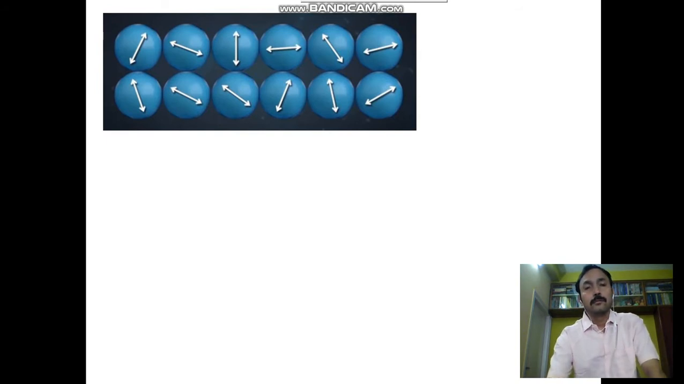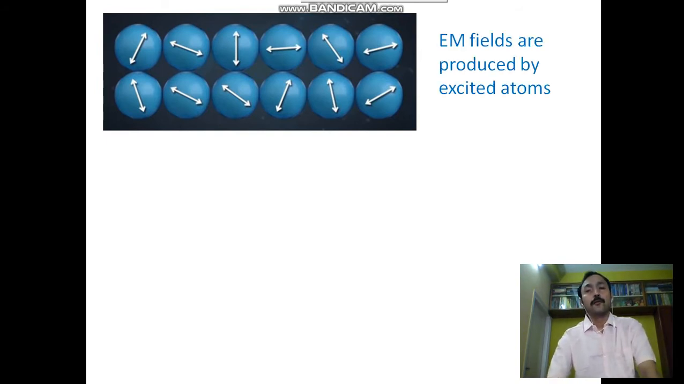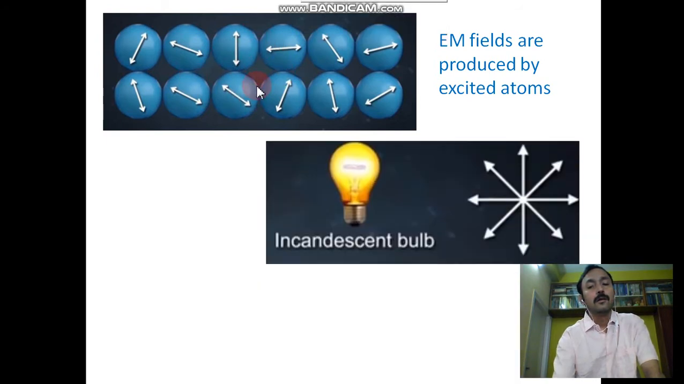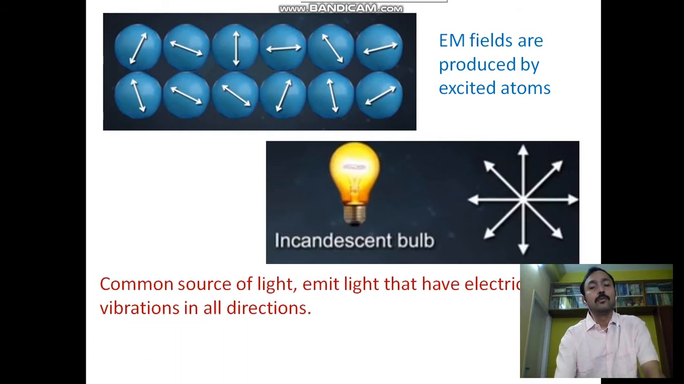Now these are the atoms. Electromagnetic fields are produced by excited atoms. Suppose the vibration of this atom is along this direction, this one along this direction, this along this direction. So many atoms have vibrations in different directions. So common light sources emit light that has electric field vibrations in all directions, like an incandescent bulb, candle, fluorescent bulb, etc. It has vibrations in all directions.